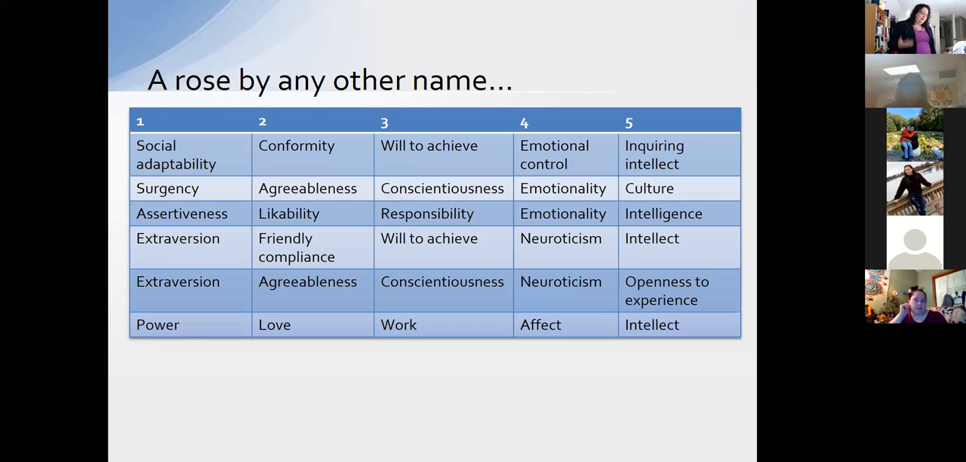So here are some of the names the big five have been called in various studies.